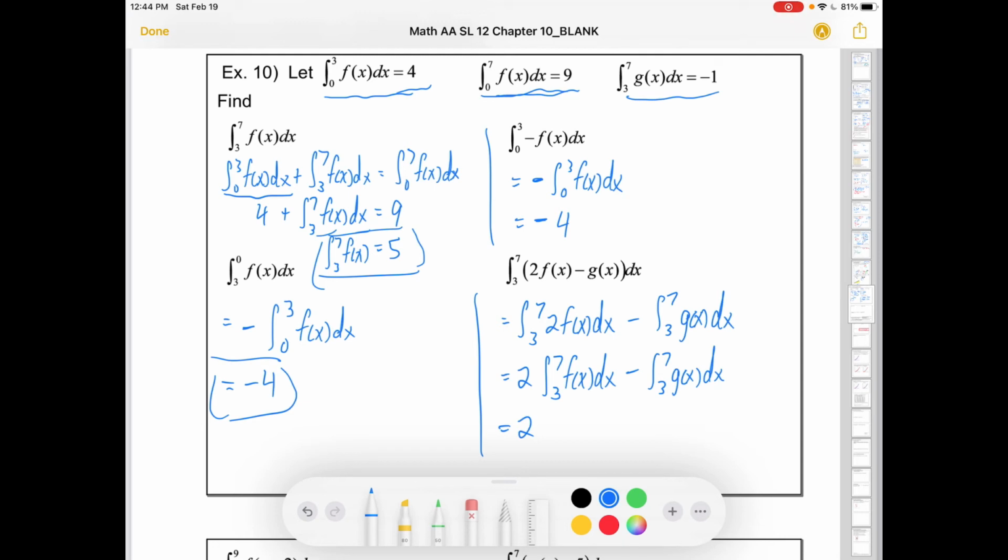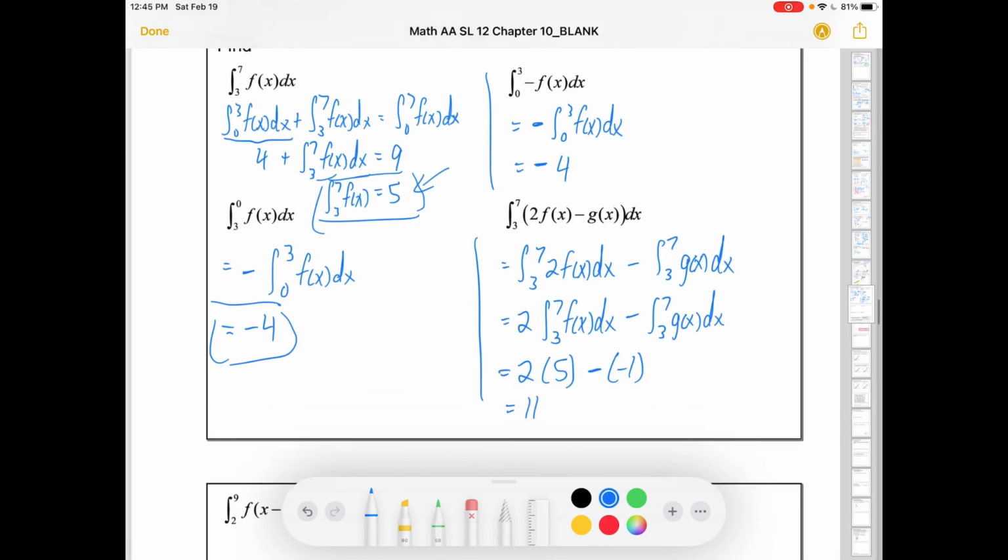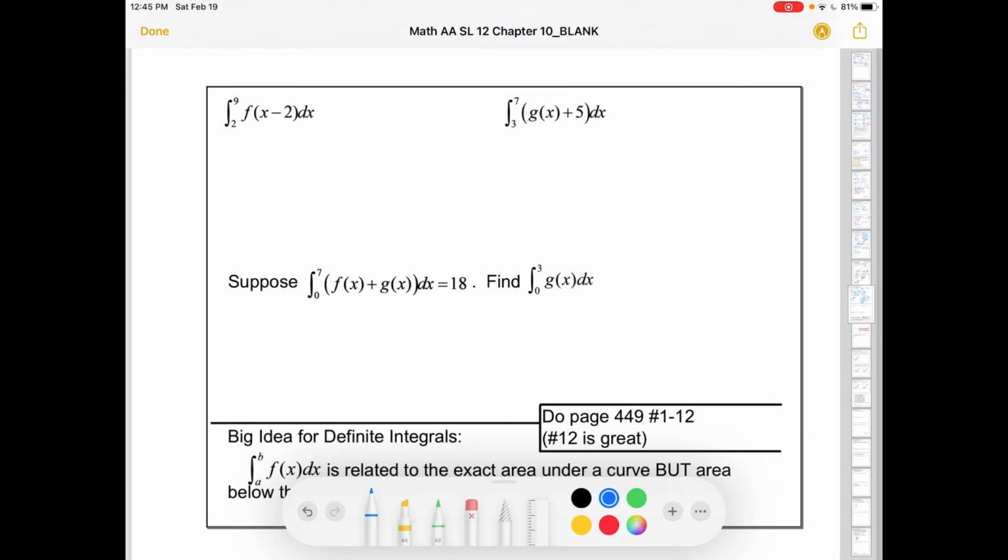So the integral from 3 to 7, we actually found it over here. It's 5. And the integral from 3 to 7 on g is up here. That's -1, for a grand total of 11. Notice that we never know what the functions f and g actually are. Let's keep pushing for a couple of more complicated ones here.